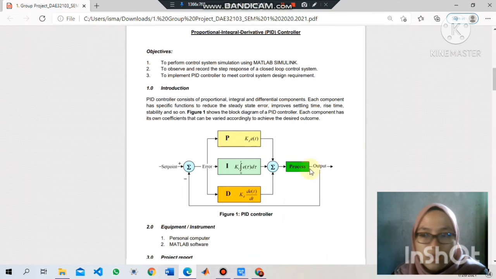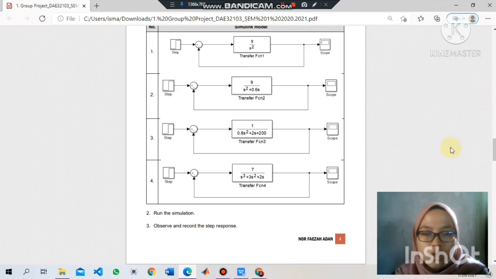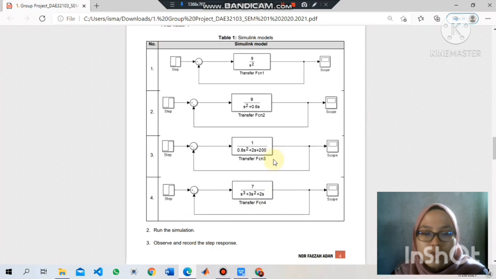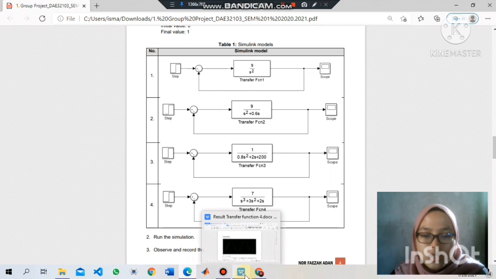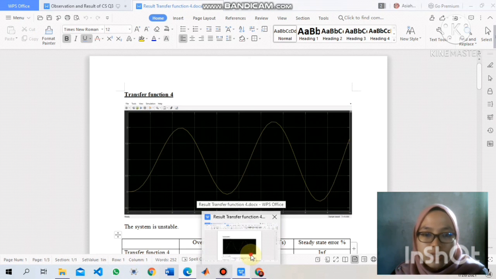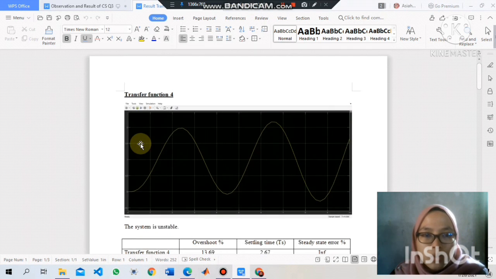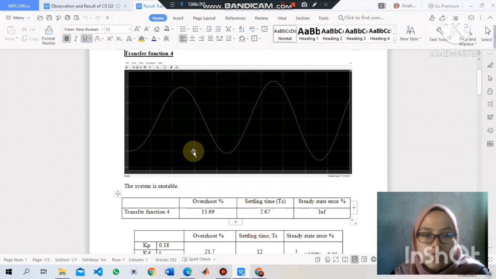Okay, let's look at the equation. The given transfer function of transfer function number 4 is 7 over s to the power of 3 plus 3s to the power of 2 plus 2s. From this transfer function, we have already built it in Simulink, and this is the graph that we got from the scope in Simulink. From this graph, we can see that the system is unstable.